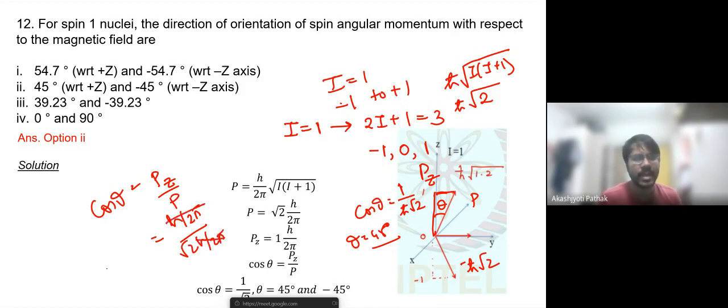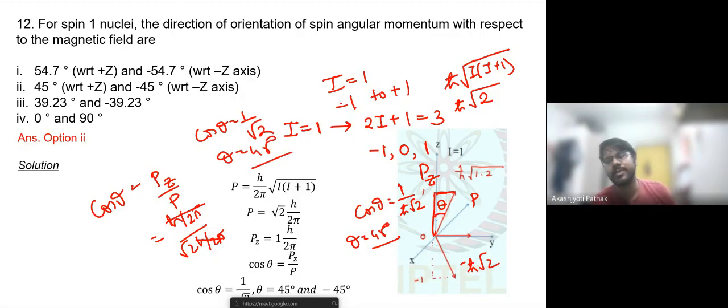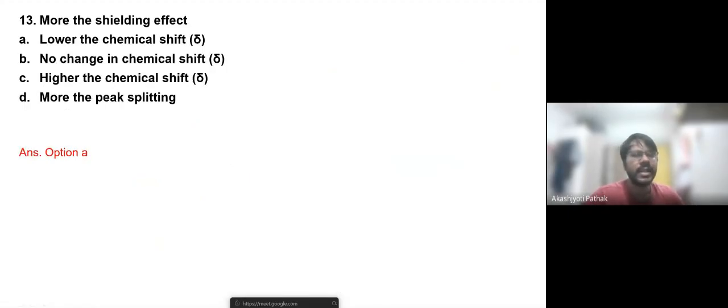So this will get cancelled, and cos theta will be 1 by root 2. So theta will be 45 degrees, and minus this will be minus 45 degrees. Okay. More the shielding effect, what will happen?